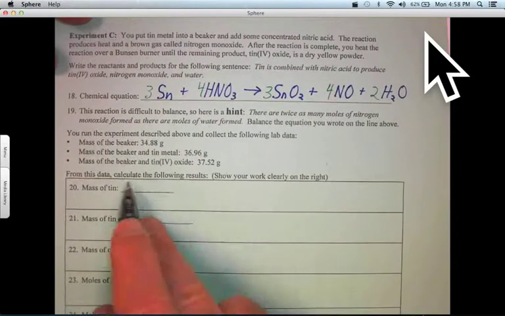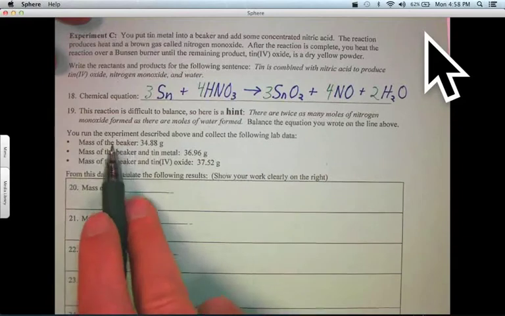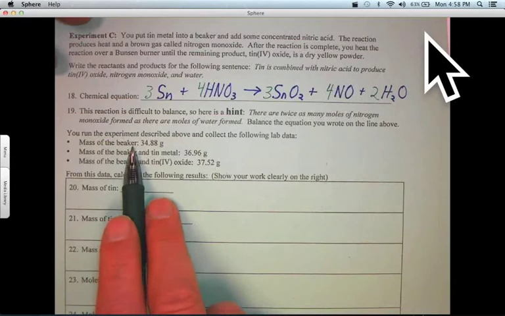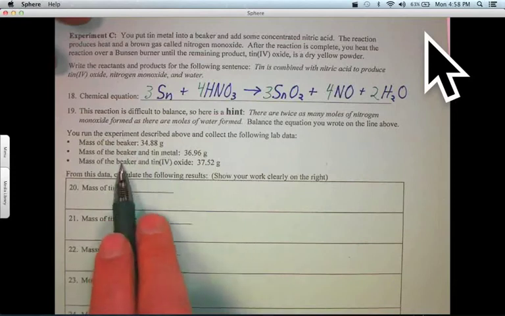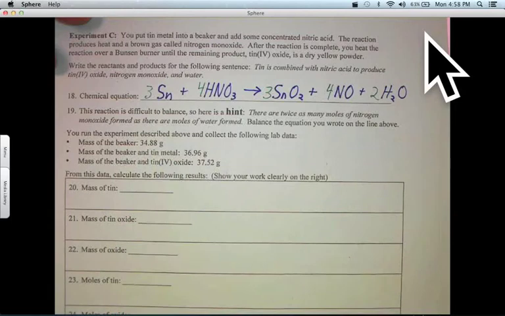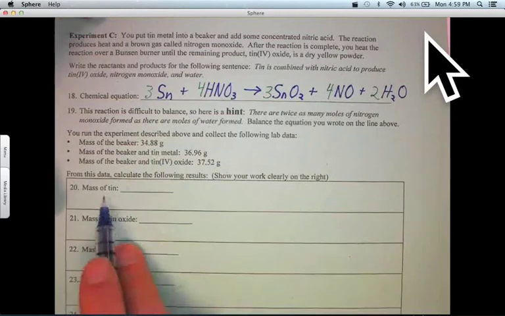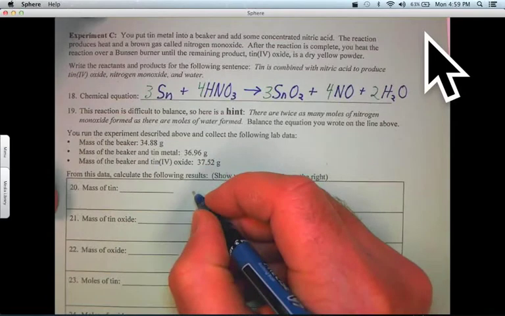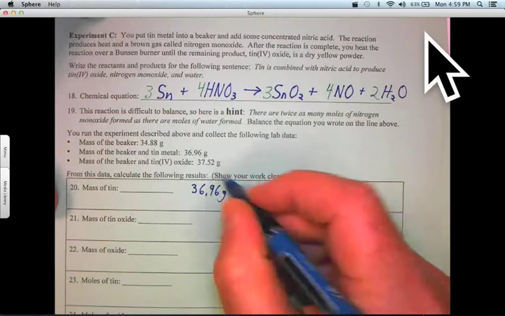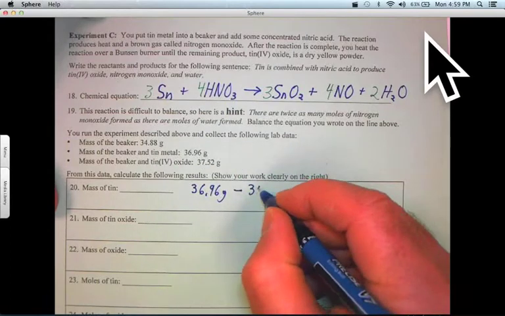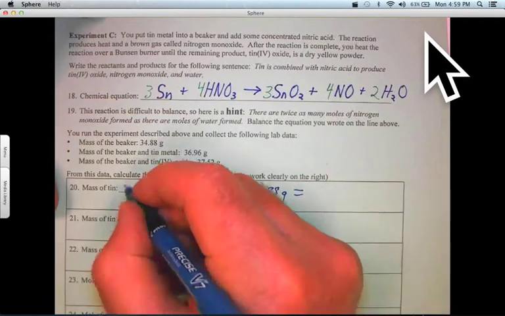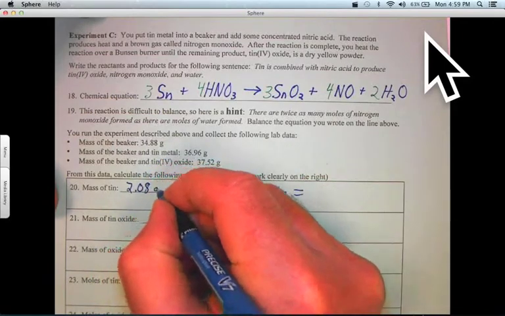Okay, so we've got this reaction. We're given some data, information like how much the beaker weighs, beaker plus tin oxide. And let's do some math. How much tin do we have? Well, we take the beaker plus tin, and we subtract the beaker. And that equals 2.08 grams.